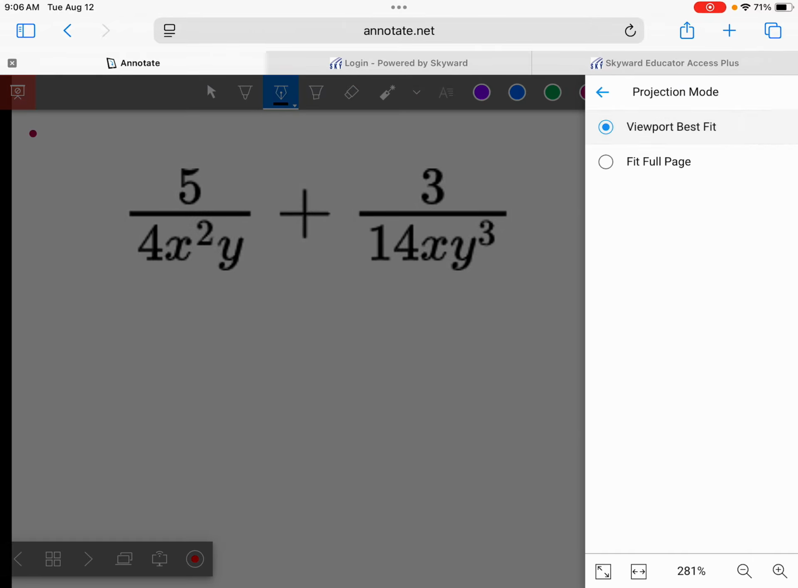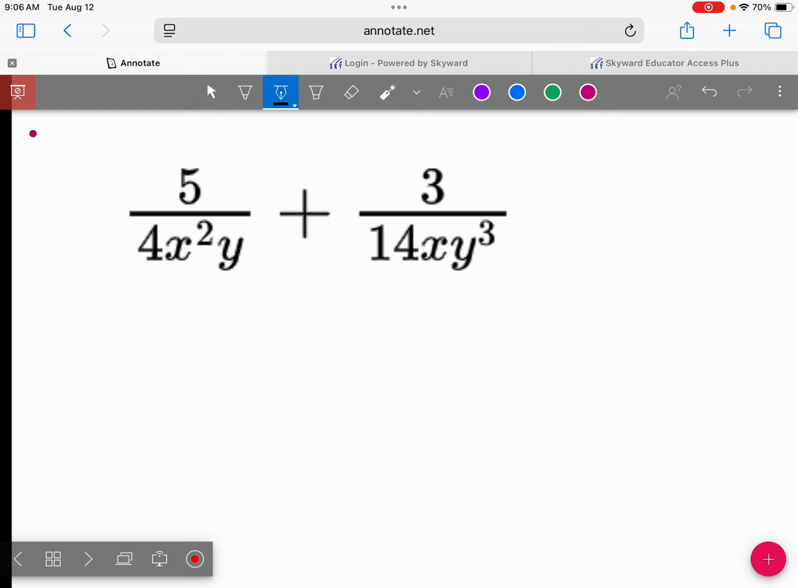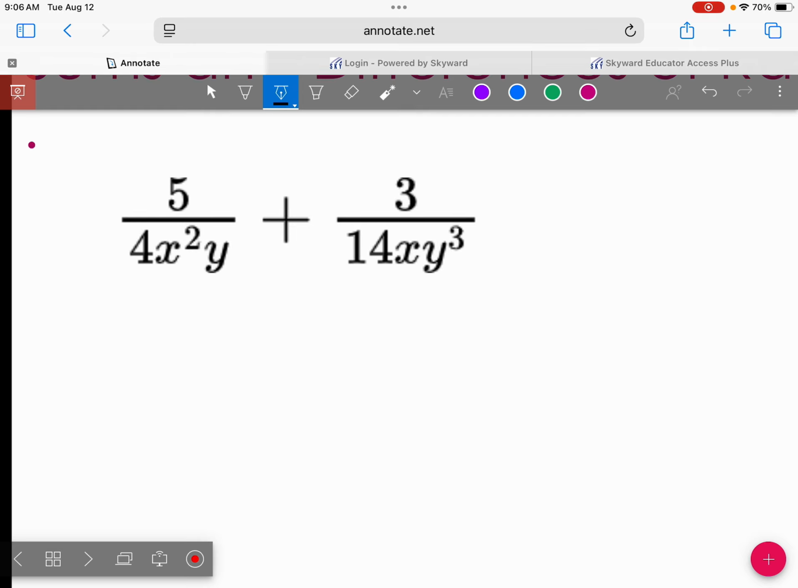So I'm going to zoom it in just so we only have to look at one at a time. So we're going to try and add these two pieces together. We've got 5 over 4x squared y. And we're trying to add 3 over 14xy cubed. So what we need to figure out first is what are we going to get these to be for their common denominator? We need to figure out what needs to be shared.